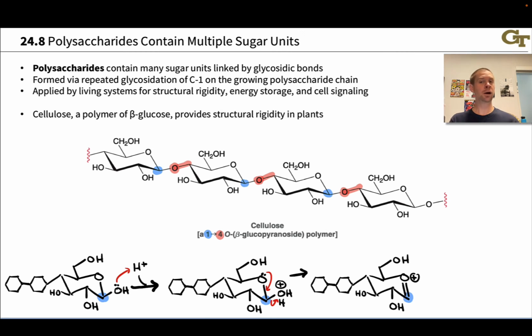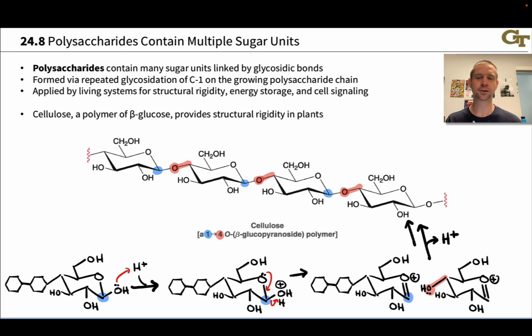At this point, another sugar molecule can come in, and the hydroxyl group at carbon 4 of that new sugar molecule attacks the electrophilic anomeric carbon in our growing polymer chain, and this creates a new glycosidic bond. And the cycle repeats, so on and so forth. And so often in living systems, this will happen in the active site of an enzyme, so the enzyme can steer this hydroxyl group at carbon 4 to bond selectively to the anomeric carbon.